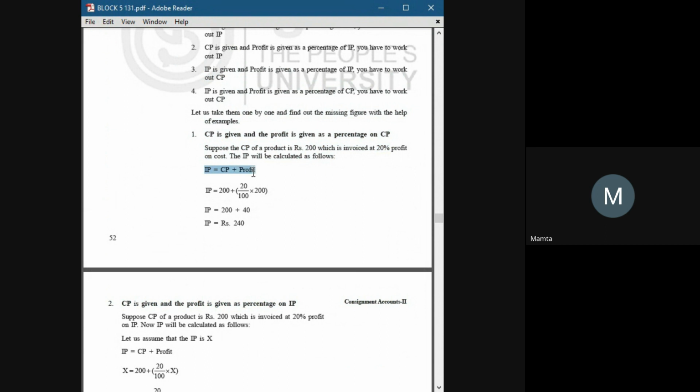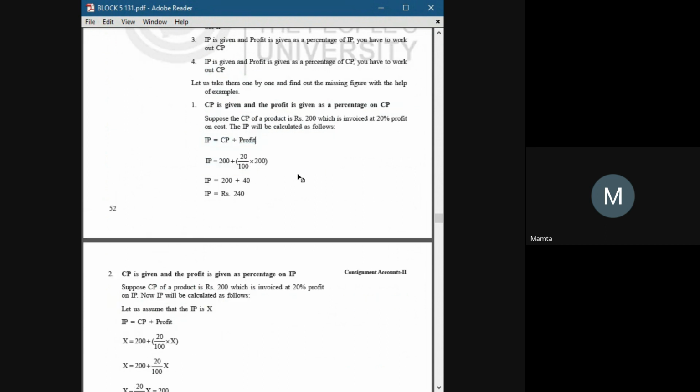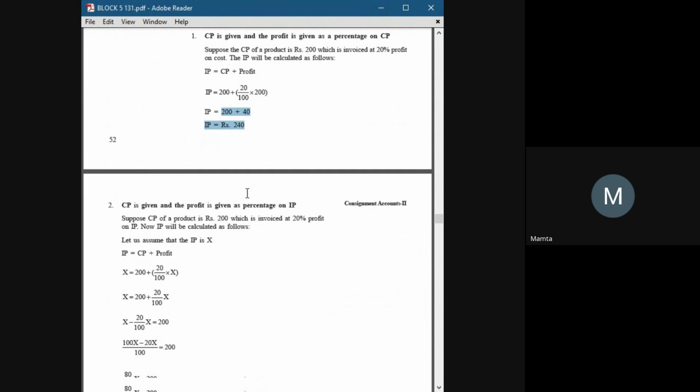IP is equal to CP plus profit. It is our equation. We know that our cost price is 200, as mentioned in the question, so we put this 200 here. Now coming to the profit, it is said to be invoiced at 20% profit on cost. So 20% of the cost is 20 by 100 into 200, which is 40. 40 is our profit, and IP would be 200 plus 40, 240. That's how we solve the equations.